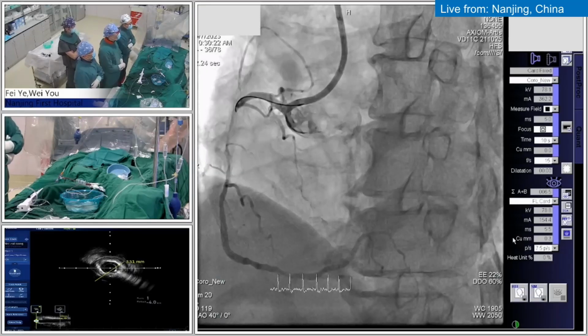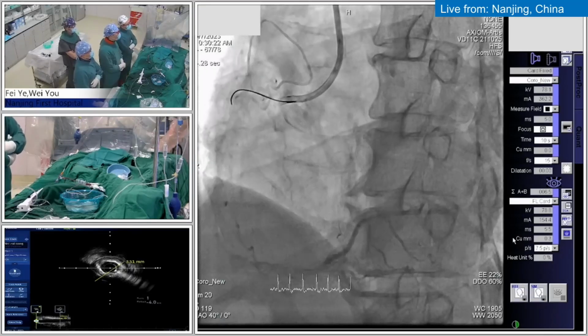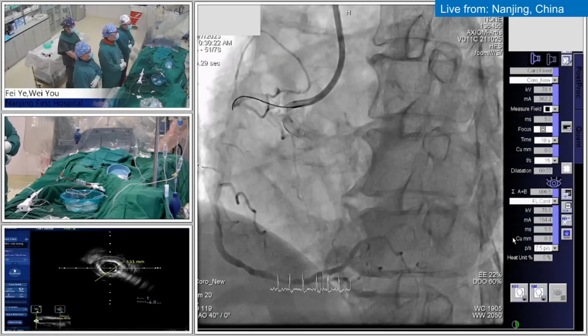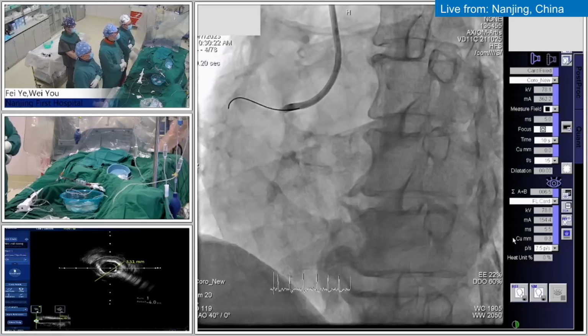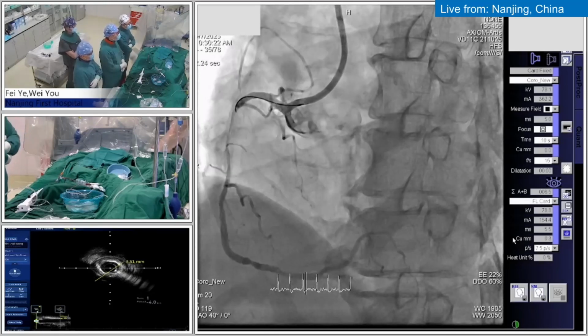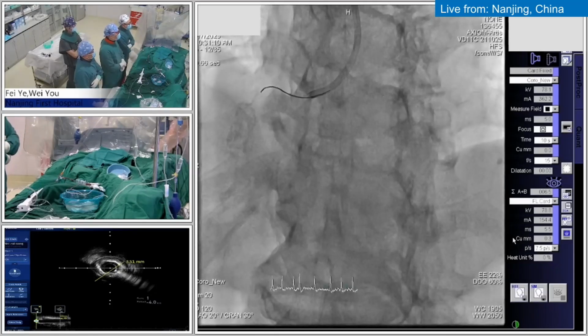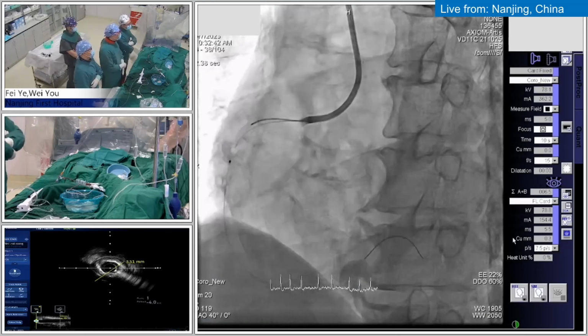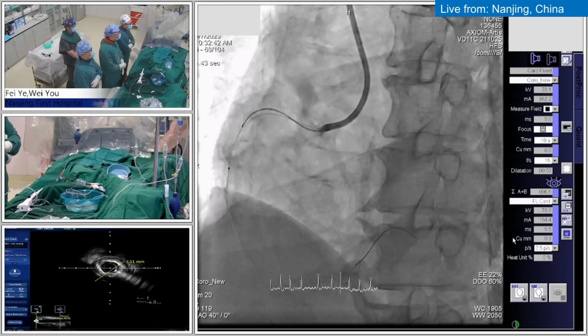We just use the transradial approach and use the 7 French guiding catheter, the SAL 0.75, and it runs through the wire. The wire very easily goes to the distal ICA, but you can see the IVUS.